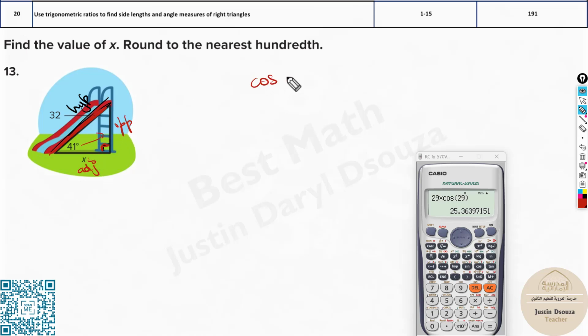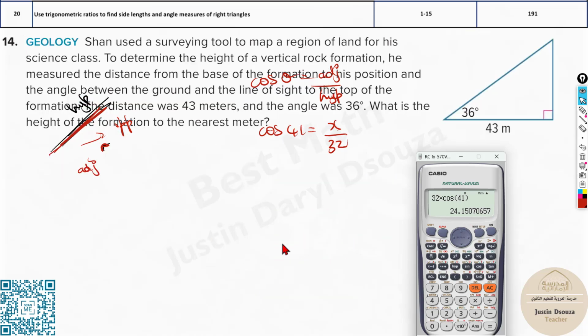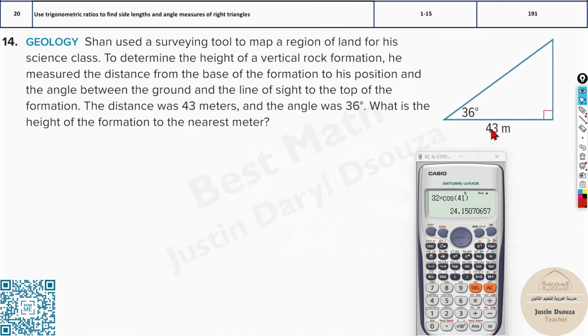So we have to use cosine theta, that is adjacent by hypotenuse, and cosine 41 will be equal to adjacent, which is unknown, divided by hypotenuse, 32. So it's just 32 multiplied by cosine 41 degrees. Now when you write 32, it's automatically taken as multiplication here. Okay, it's automatically considered that. It's 24.15.